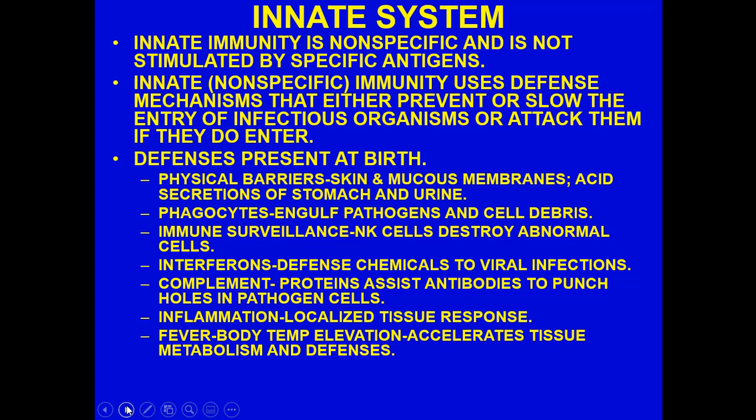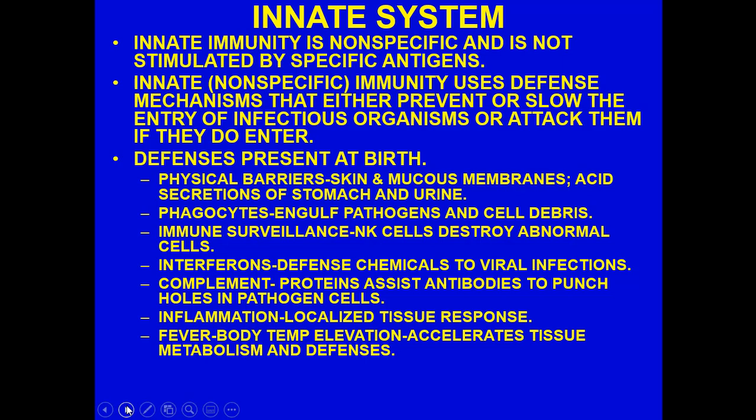Phagocytes, these are cells that engulf pathogens and cell debris, so they would include things like macrophages and neutrophils, etc. Then we have immune surveillance. This is where our NK cells destroy abnormal cells. We also have some chemical defenses, interferons. These are defense chemicals to virus infections. Remember I said, hey, antibodies can't get inside of a cell. You've got to have some signal there. And interferon is one of these signals that says this cell is infected with a virus. Destroy it. Complement. These are proteins that assist antibodies to punch holes into the pathogen cells.